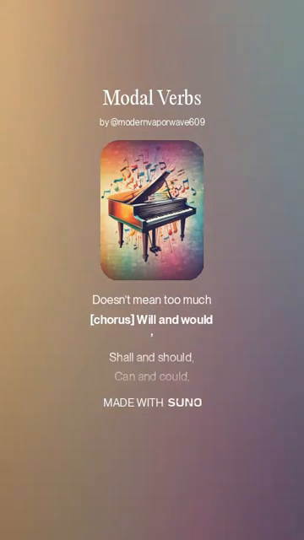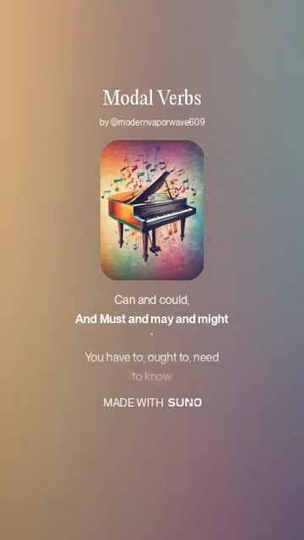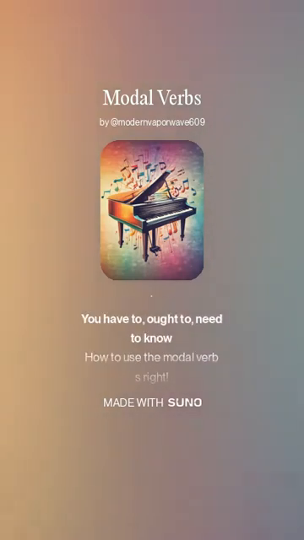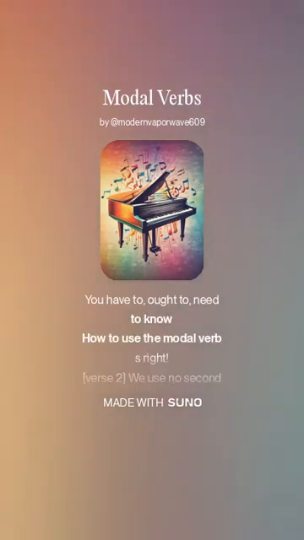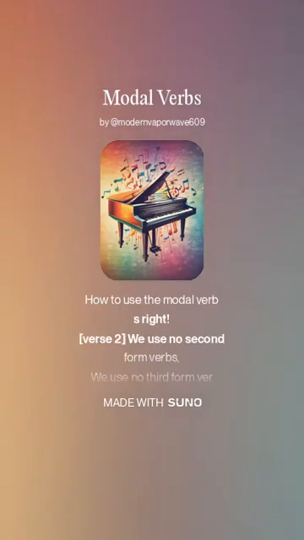Will and would, shall and should, can and could, and must and may and might. You have to, ought to, need to know how to use the modal verbs right.